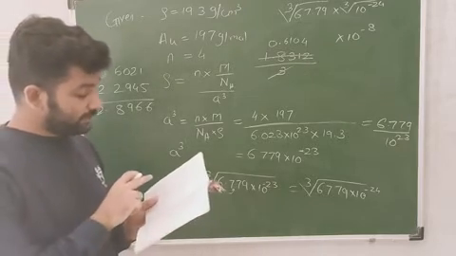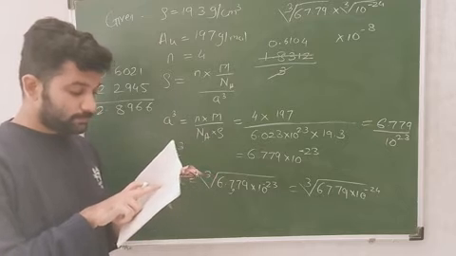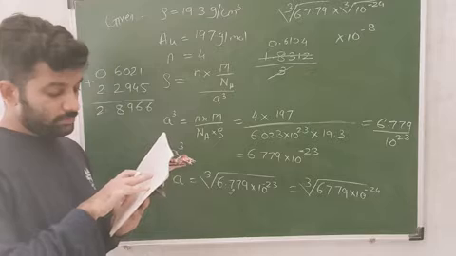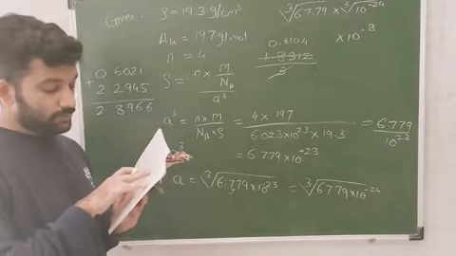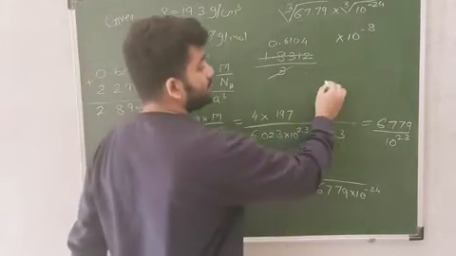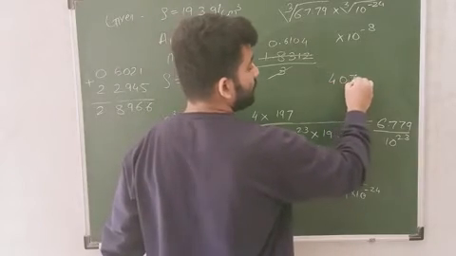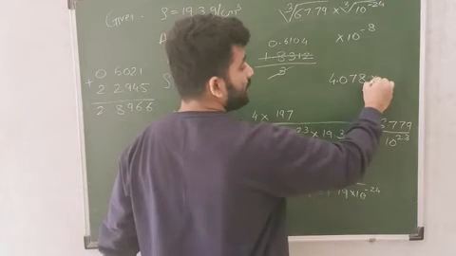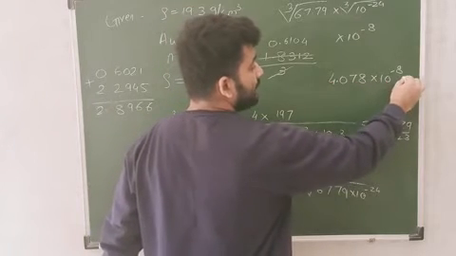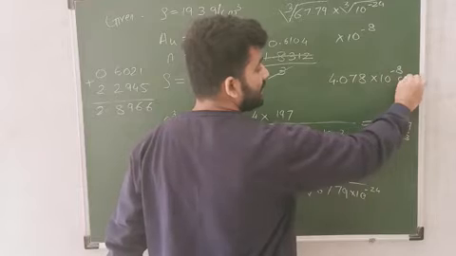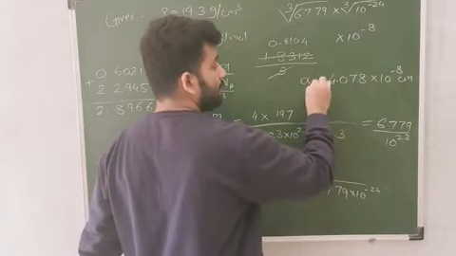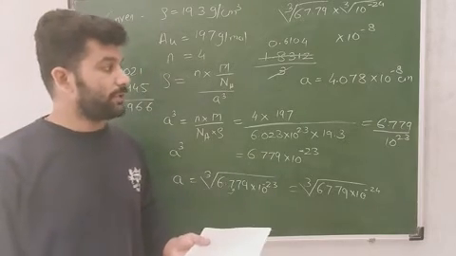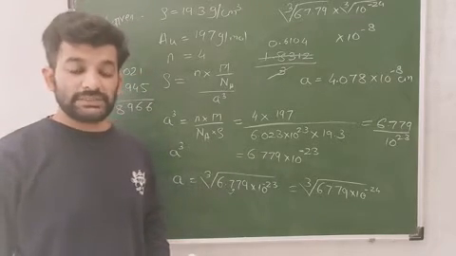So the anti-log of 0.6104 is 4.078. So the answer is 4.078. Here we are having 0, so 0 plus 1, 1 into 10 raised to minus 8. It is what? Centimeters. A is in centimeters. We have got the value of A, that is 4.078 into 10 raised to minus 8 centimeters.